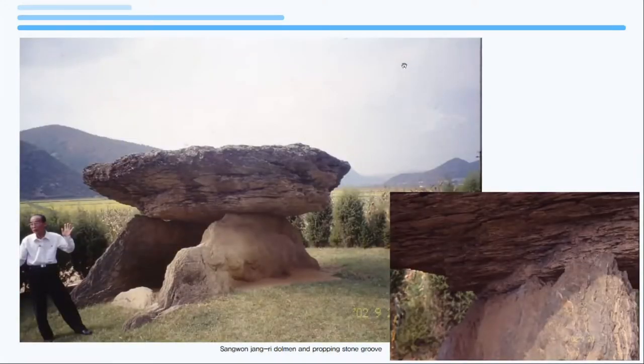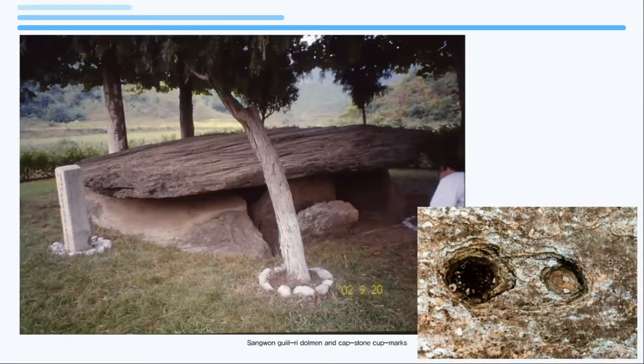Changwon Changni dolmen and provides the stone gloves. Those quarries are archaeologists Kang Jun Sub. Sangwon Gili dolmens and the capstones come markers. Size tips 5 centimeters.